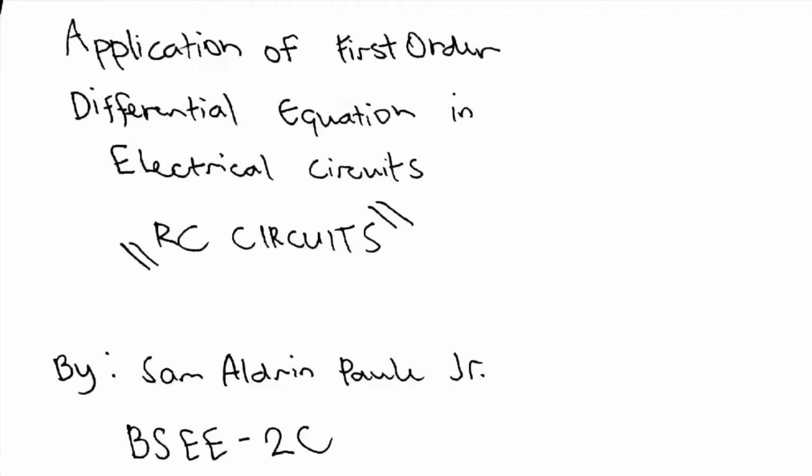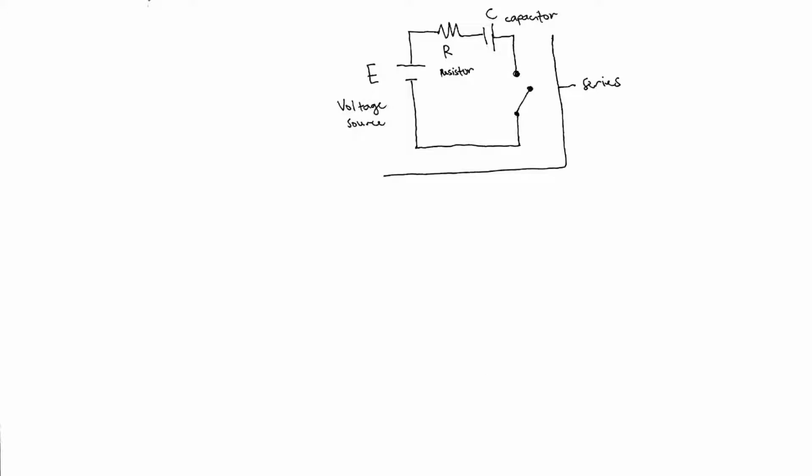Application of first-order differential equation in electrical circuits for RC circuits. Submitted by Aldrin Paule Jr. from BSEE 2C. Today, we're going to talk about the application of first-order differential equation in electrical circuits for RC circuit. RC stands for resistor-capacitor circuits. Let's look at our circuit here. We have the voltage source E, resistor R, capacitor C, and the switch, all connected in series.